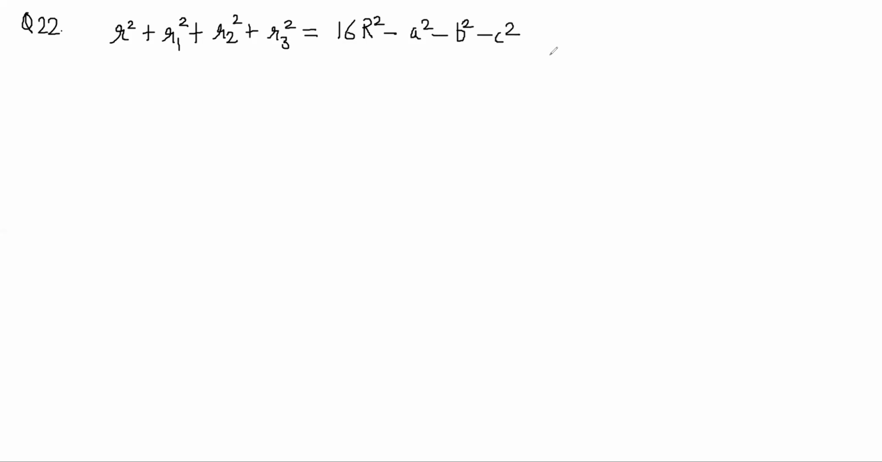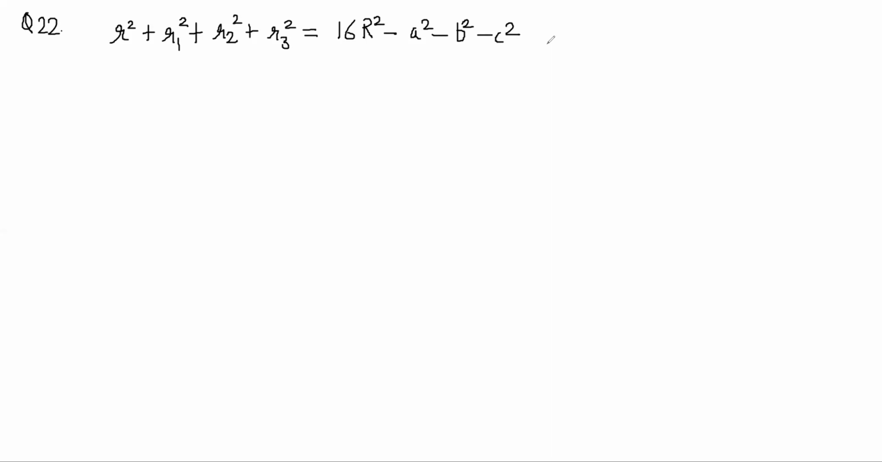In this exercise only, there will be some questions which might still be doubts. You can ask them. 22. 22. Nothing else, huh? 21 and, no, everything is fine. I got them. Okay. So question 22. You have to prove that small r square plus r1 square plus r2 square plus r3 square is equal to 16 capital R square minus a square minus b square minus c square, right?